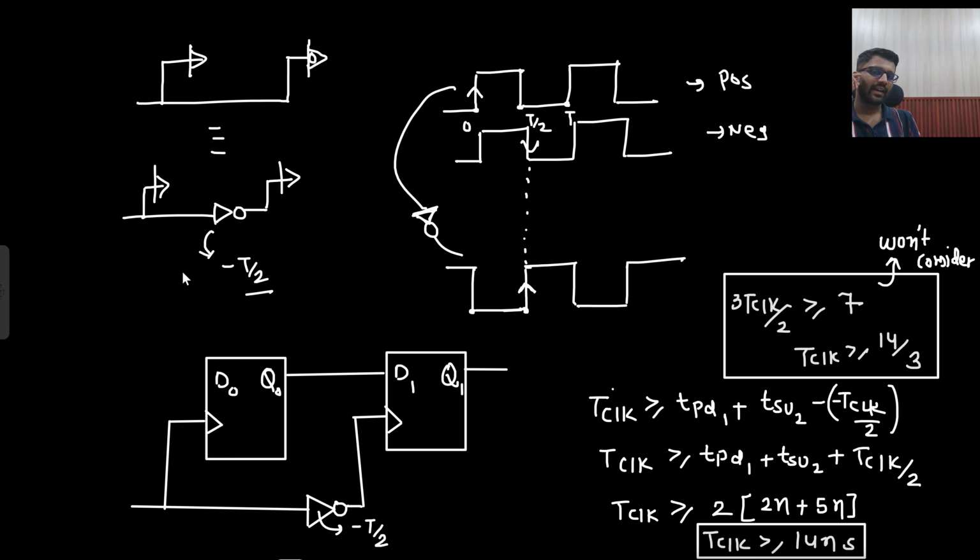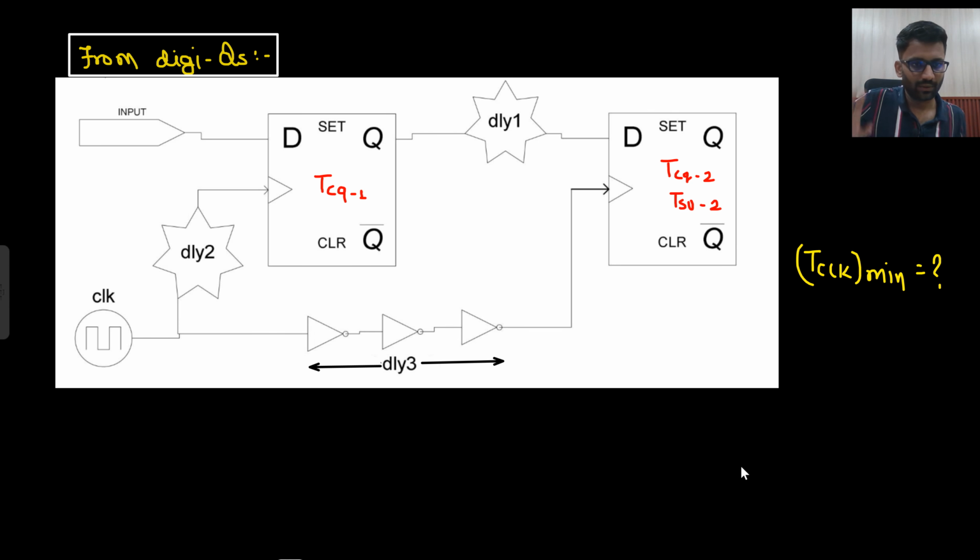So this will work as a skew only. This is my clock skew. I can represent this as skew only. This will work as my clock skew. Solve the next question on your own.